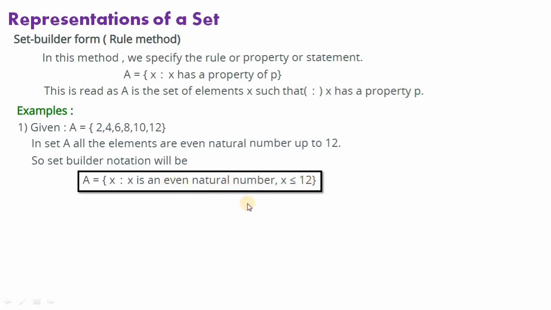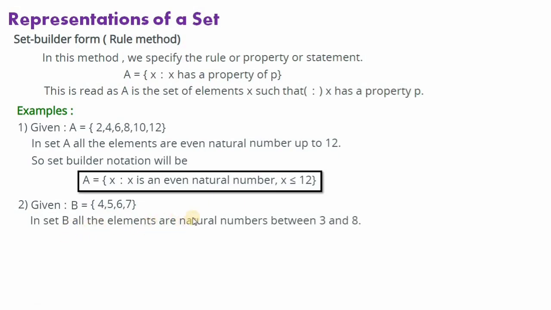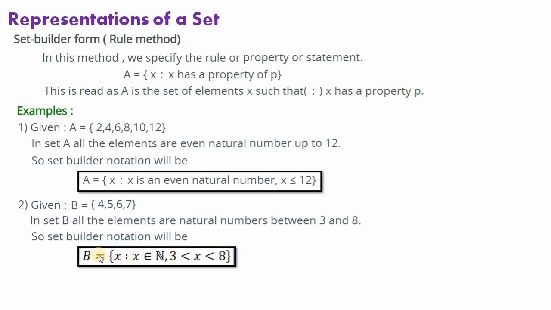Okay, so let's see one more example. So here what is given? B is a set with numbers 4, 5, 6 and 7. So only 4 numbers are there, and here all the elements are natural numbers, isn't it? And these are the natural numbers between 3 and 8, isn't it? So this can be written in set builder form as B is a set of elements x such that x is a natural number. This means x belongs to N, and x is lying between 3 and 8. That means 3 is less than x, and x has to be less than 8. All right, so that's the meaning of this.